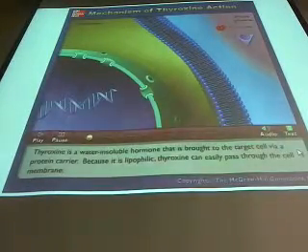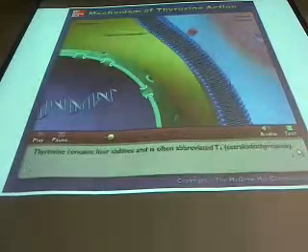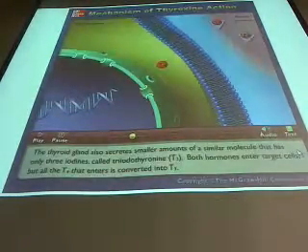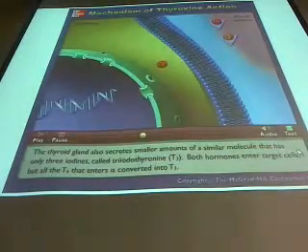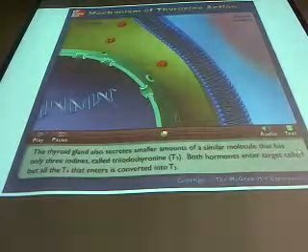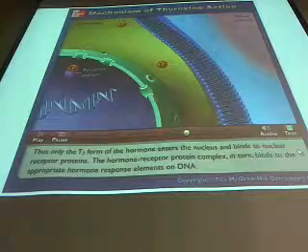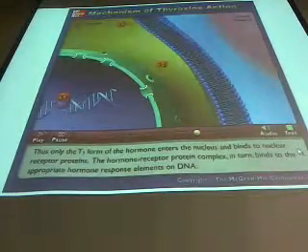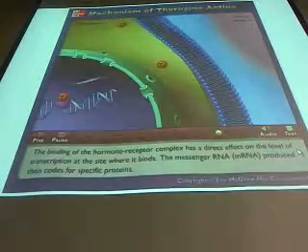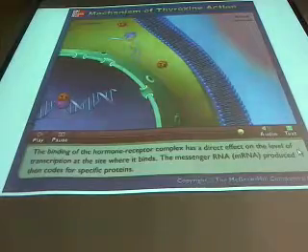So, a water-insoluble hormone that is brought to the target cells via a protein carrier. Because it is lipophilic, thyroxine can easily pass through the cell membrane. Thyroxine contains 4 iodines and is often abbreviated T4, tetraiodothyronine. The thyroid gland also secretes smaller amounts of a similar molecule that has only 3 iodines, called triiodothyronine, T3. Both hormones enter target cells, but all the T4 that enters is converted into T3. Thus, only the T3 form of the hormone enters the nucleus and binds to nuclear receptor proteins. The hormone receptor protein complex, in turn, binds to the appropriate hormone response elements on DNA. The binding of the hormone receptor complex has a direct effect on the level of transcription at the site where it binds. The messenger RNA, mRNA, produced then codes for specific proteins, which again are secreted out.